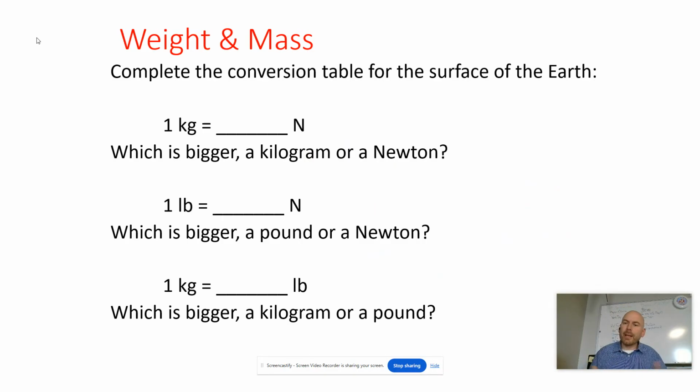So just to make a connection between things you might be familiar with, 1 kilogram is considered 9.8 newtons. That's just from the equation we just looked at. 1 pound is 4.45 newtons, so roughly 4.5 newtons for every 1 pound, and 1 kilogram is 2.2 pounds. So just to make some connections there.